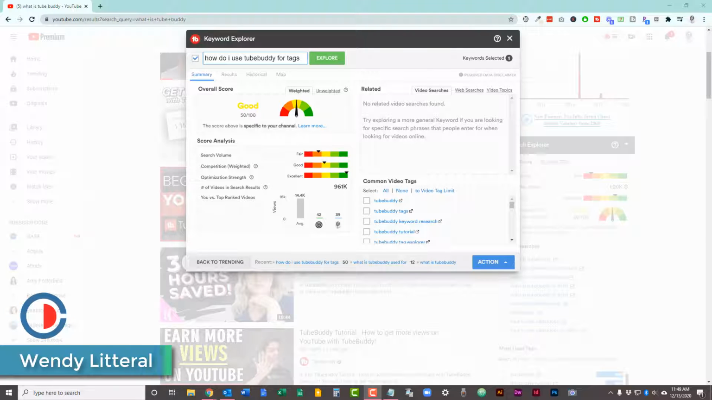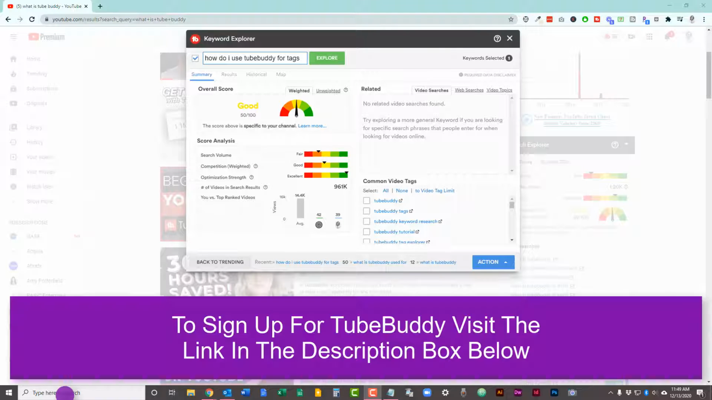Today we're going to be talking about how to use TubeBuddy for tags, and specifically the optimization strength score.